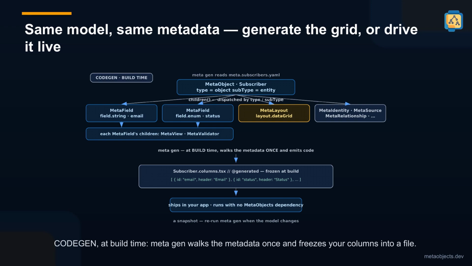Now the 2 modes, side by side, same model, same metadata. First, codegen. At build time, MetaGen walks the model. Its fields, their views, the grid layout, and freezes your columns into a file. That file is a snapshot. When the model changes, you rerun MetaGen.